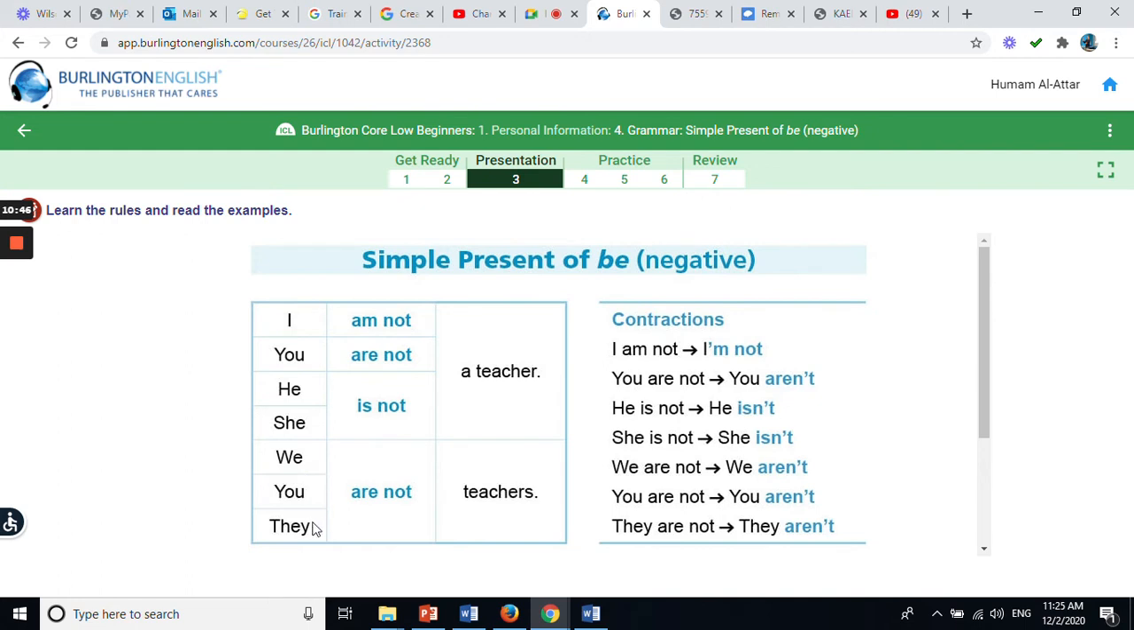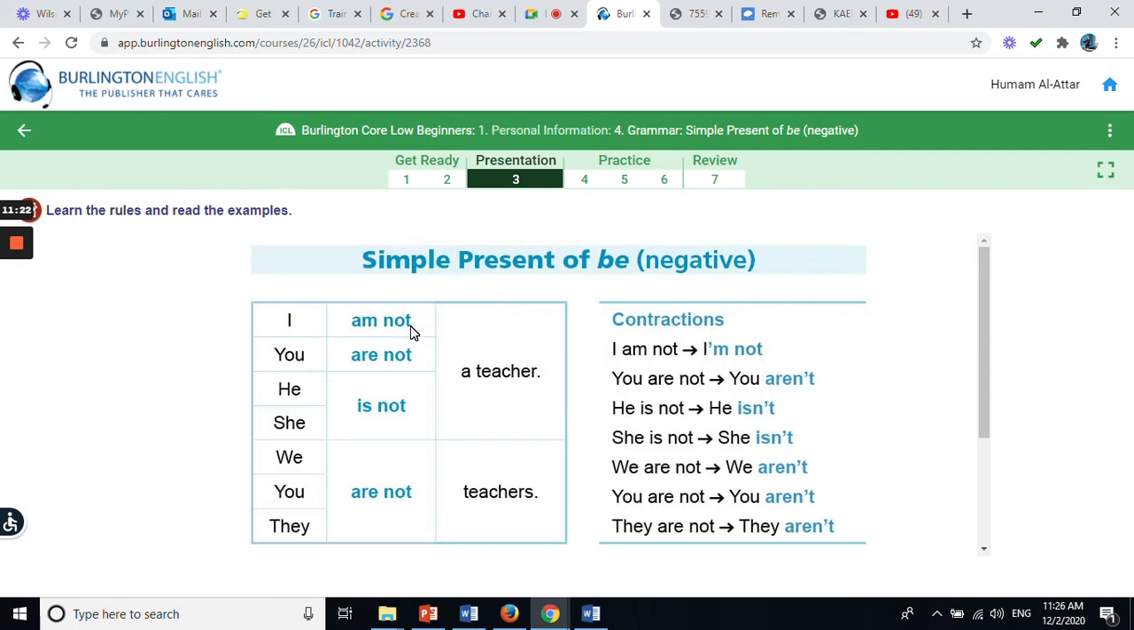We, you, are. These are plural. We also use are. So to change this from positive to negative, we only add not after the verb of be. These are verbs of be. Okay? Am, are, is, are. To change them to negative, we add not after them.